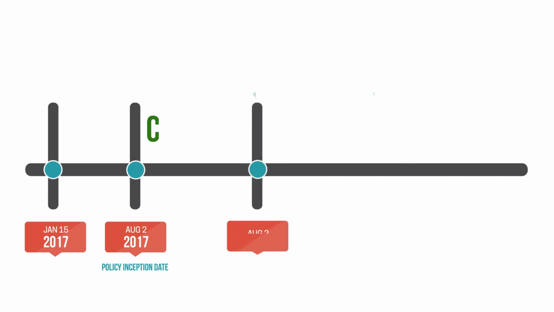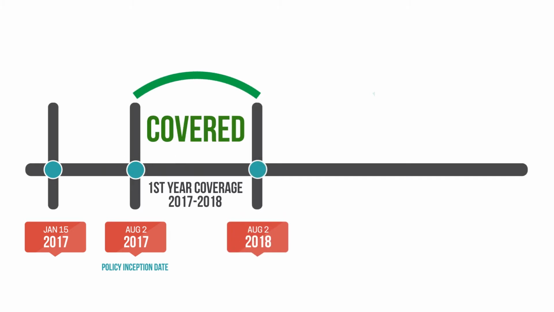The date Kathy hung out her shingle happened to be January 15, 2017. And she submitted an application for a malpractice policy on August 2nd. Shortly thereafter, she was approved, and the first day of coverage, the policy inception date, was set at August 2nd, 2017. The policy term is 1 year. Because this is her first policy, the policy inception date will also be her retroactive coverage date.